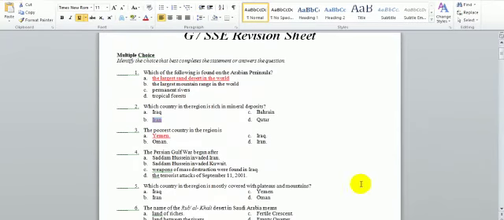the Persian Gulf War began after Saddam Hussein invaded Iran, Saddam Hussein invaded Kuwait, weapons of mass destruction were found in Iraq, or the terrorist attack of September 11, 2001. The Persian Gulf War was exactly after Saddam Hussein invaded Kuwait.